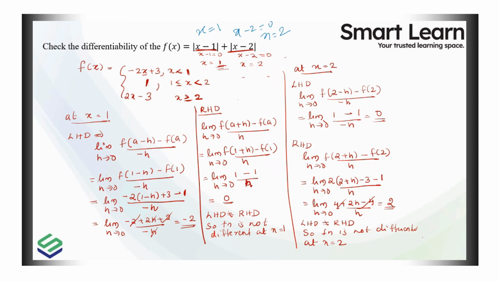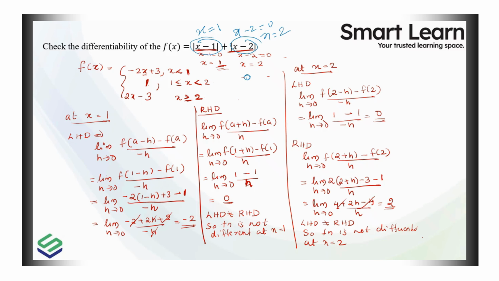So x is less than 1, then 1 less than or equal to x less than 2, then x is greater than or equal to 2. Already you know this. Only one thing I will explain here. For x less than 1 I am taking 0. 0 is less than 1. 0 minus 1 is minus 1, so this is negative. 0 minus 2 is minus 2, so this is also negative. You check the sign of that one. So both functions are negative.